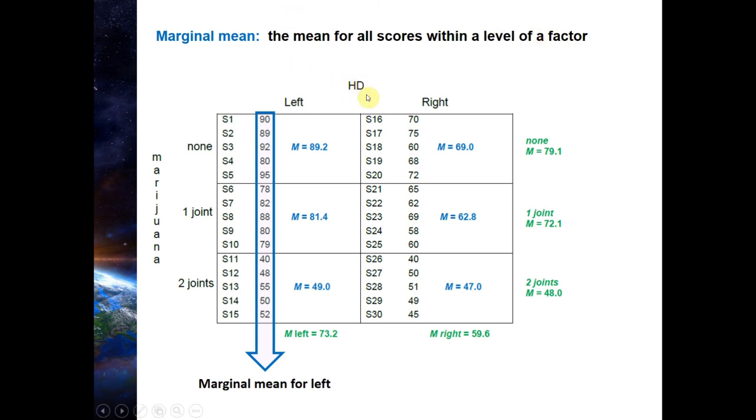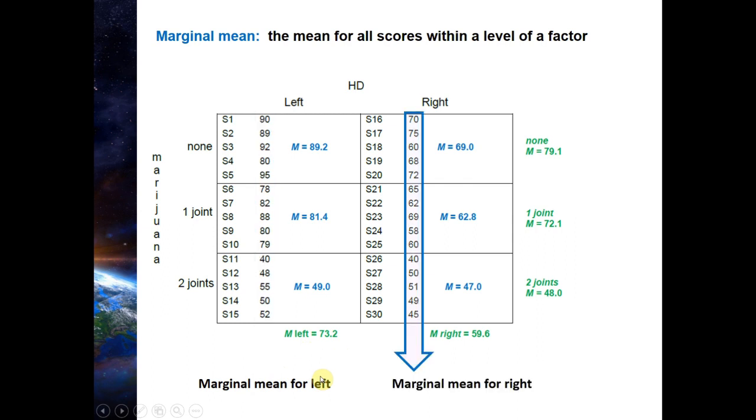So let's start with hemispheric dominance. We need to find the mean of all the scores of the left level, okay? Because left hemispheric dominance was one level. So here, left is represented by a column. So these are creativity scores, and all we're going to do is add them up and divide by however many we have. And that is going to give you the marginal mean for the left group.